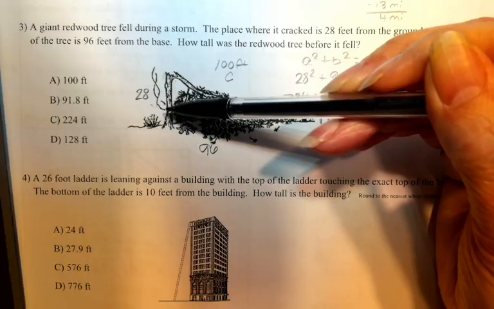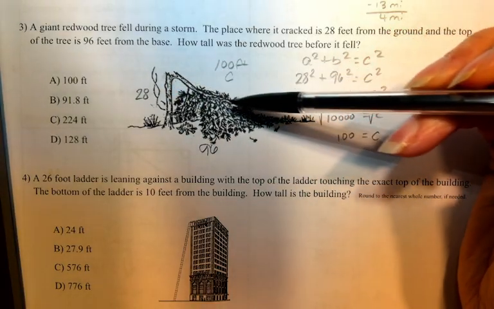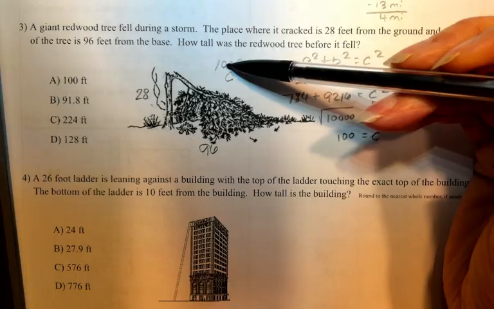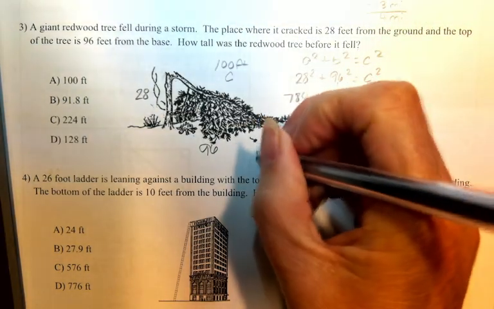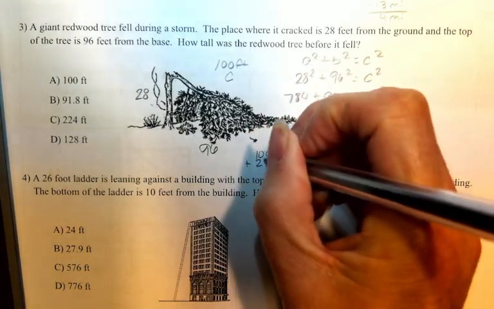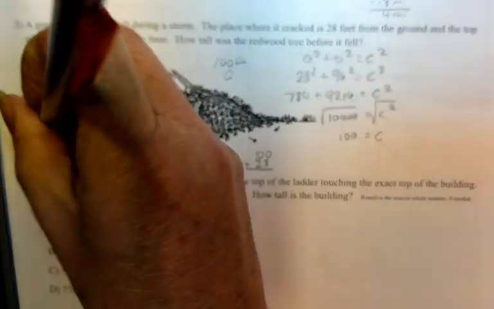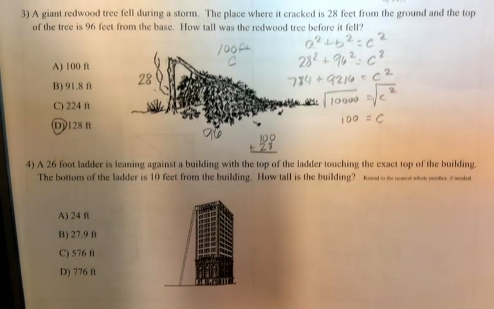The tree is from the ground up to the broken part all the way to the tippy top of that tree, which is now fallen down. So we're going to add the hypotenuse and just the one leg. So we're going to do 100 plus 28, and that will tell us 128 feet would be the length of the original tree, or the height rather.